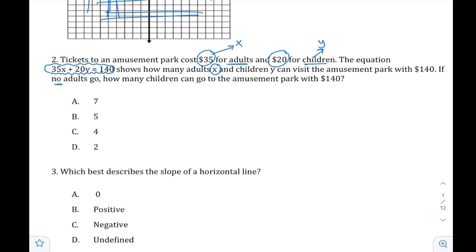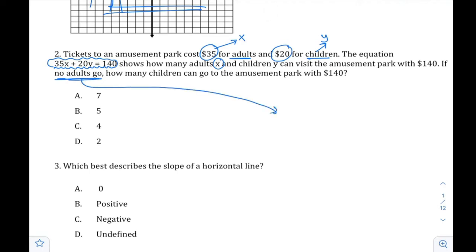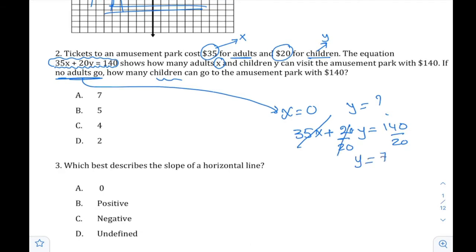The question is, if no adults go, he names the adult x, so my x is the 0. No adults go. That means how many children can go? Yani, y is equal to what if x is 0? Simply, this is our original equation. No adults go, so this is 0, and we will solve this equation. Only you need to divide by 20, so y is 7. And this is called, by the way, y-intercept. So this is the answer.